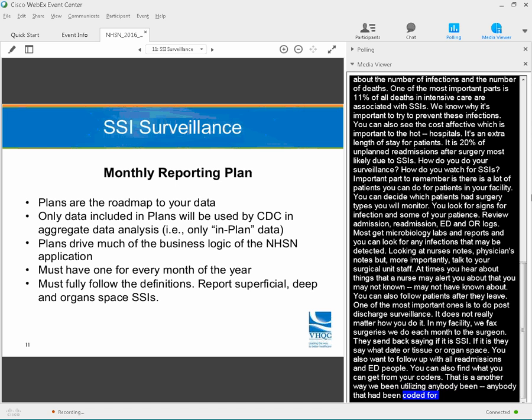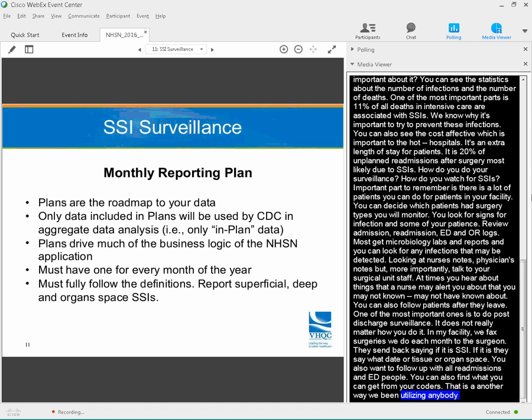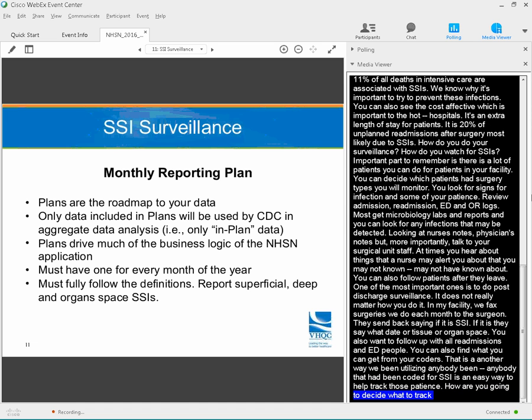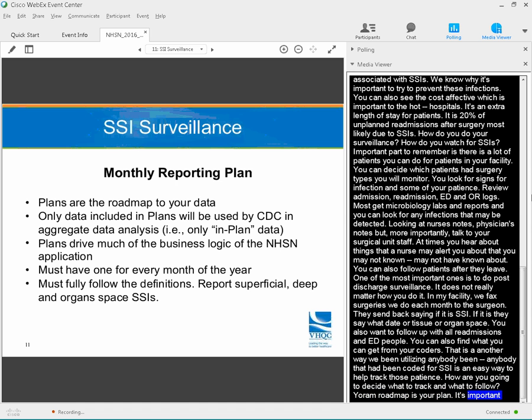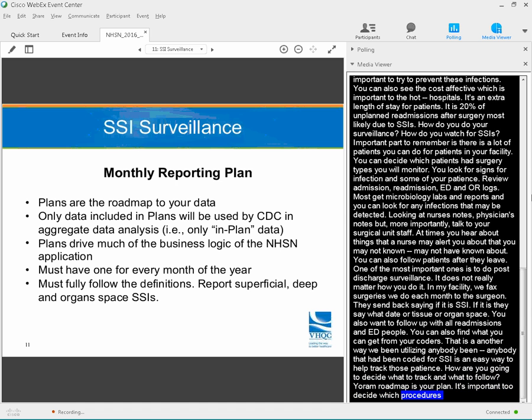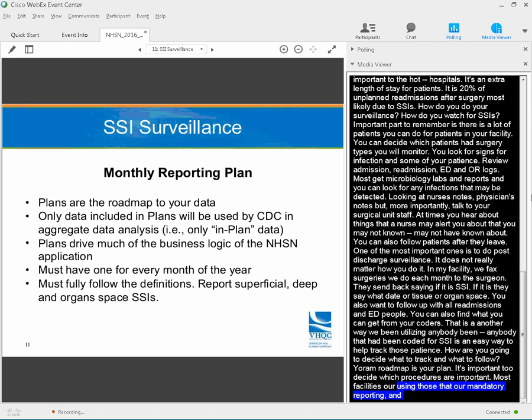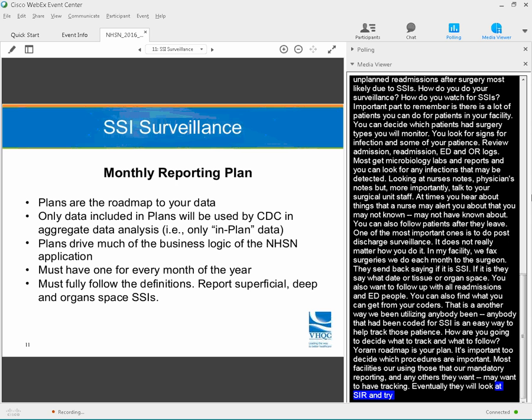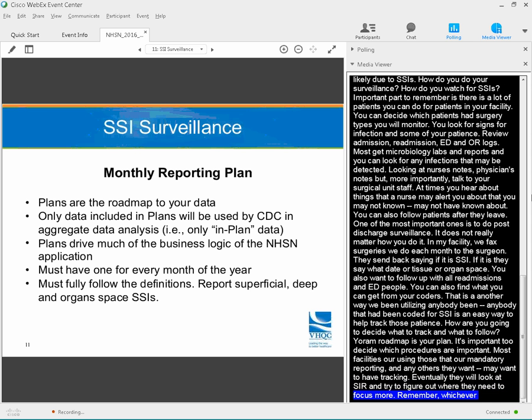And so how are you going to decide what you're going to track and what you're going to follow? Your roadmap is your plan. It's really important to decide which procedures are most important. Most all facilities are using those that are mandatory reporting, and then any others that they may want to track so that they can eventually look at the SIR and try to figure out where they need to focus more. But remember that whichever one you track, it's very important that you follow the definitions and that you report superficial, deep, or organ space.